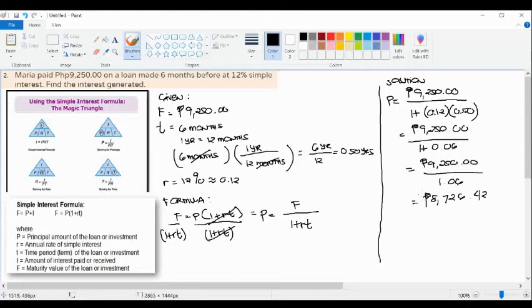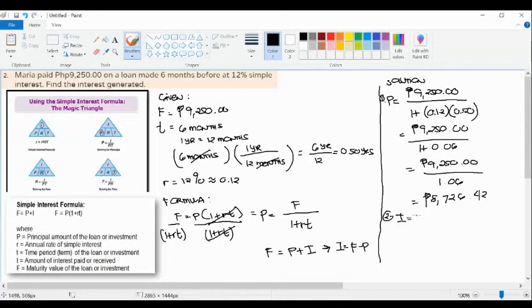After obtaining the value of the principal, okay, we're not yet done because we're looking for the interest generated. We then compute for the interest using the formula. So, F is equal to P plus I. Okay? And then, since we're looking for the interest, it will be I is equal to your F minus your P. Okay?